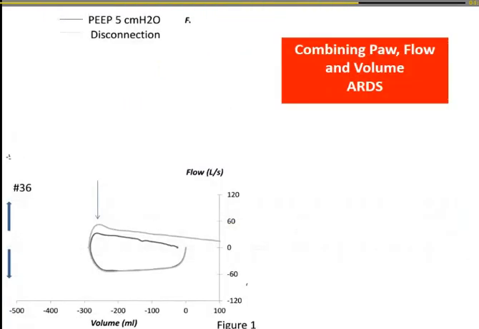I would like to conclude with some data we obtained recently in ARDS patients and published in the Blue Journal, where we combined the pressure, flow, and volume signals. Here you have a patient ventilated at 5 centimeters of water of PEEP, in whom we built the flow volume loop. The inspiration is here, then the patient exhales, and just before the subsequent expiration, we disconnected the patient from the ventilator, increasing the expiratory driving pressure.